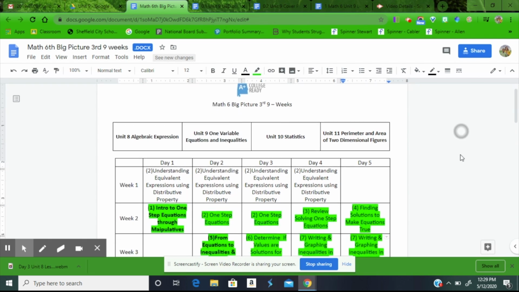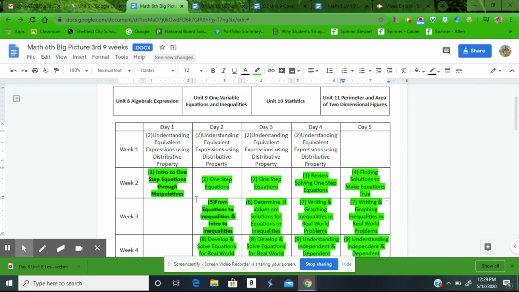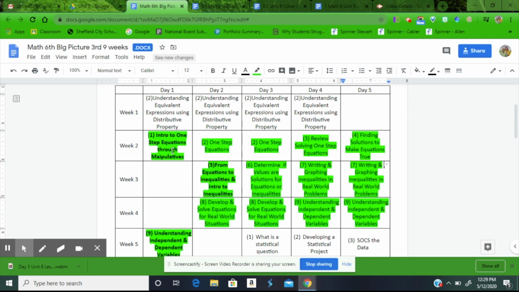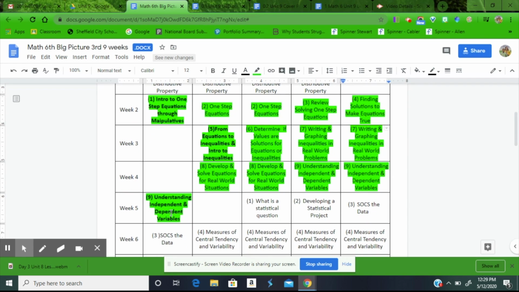If you'll notice, we're now into the third 9 weeks, starting on week 2. Here I have highlighted in green and bolded Lesson 1, which we'll begin with: intro to one-step equations through manipulatives. And then throughout the rest of day 3, we're also going to cover lesson 5, from equations to inequalities and introductions to inequalities, and then wrap up day 3 with understanding independent and dependent variables.